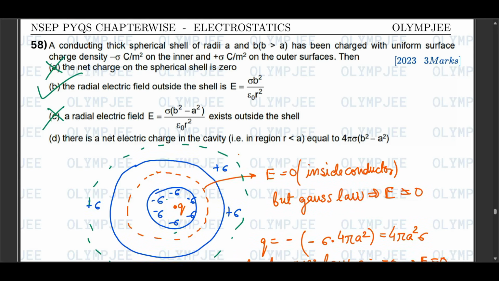No, in the cavity it will vary. If we take a Gaussian surface here, then we can calculate the electric field here, so it will not be equal to this, so D is also wrong.